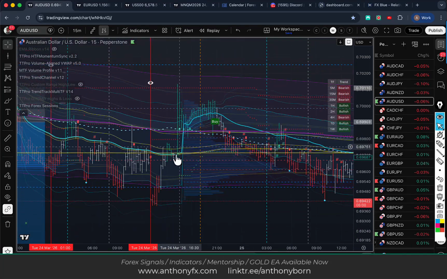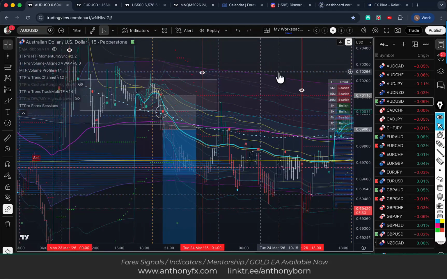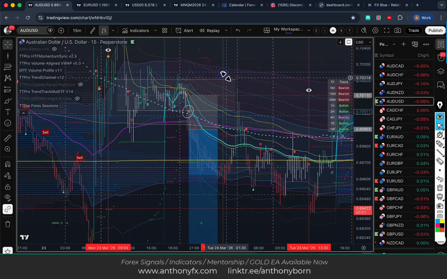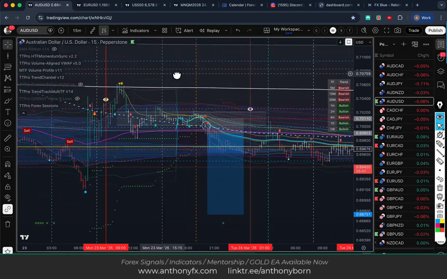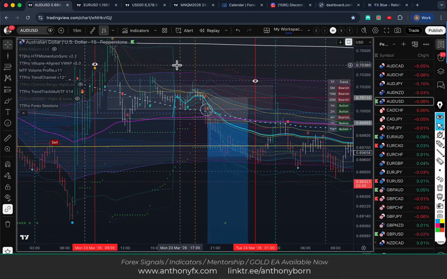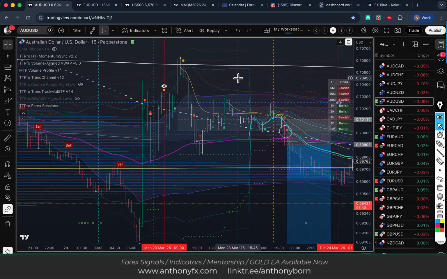Look at that, that's what I'm talking about, see? Out of nowhere, it's going to do that, and that's what we're up against. Anyway, we've established that the higher time frame is bearish, so we just do that. Have a look at these areas of interest, right?